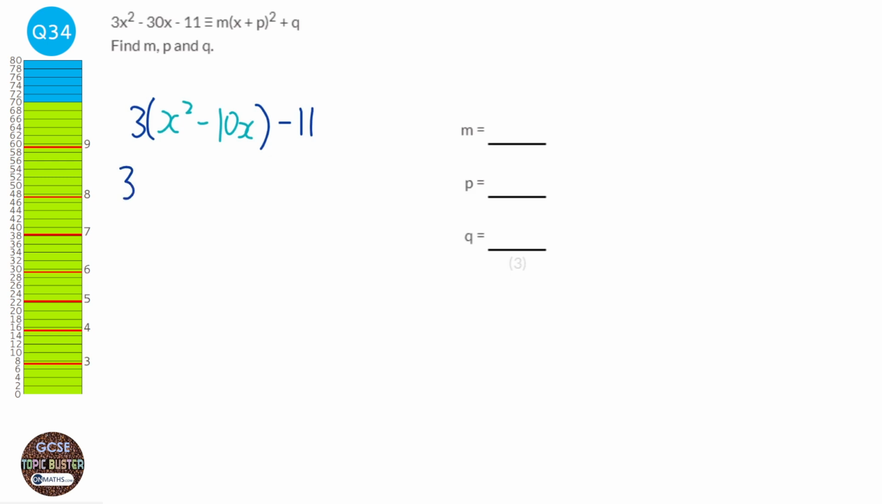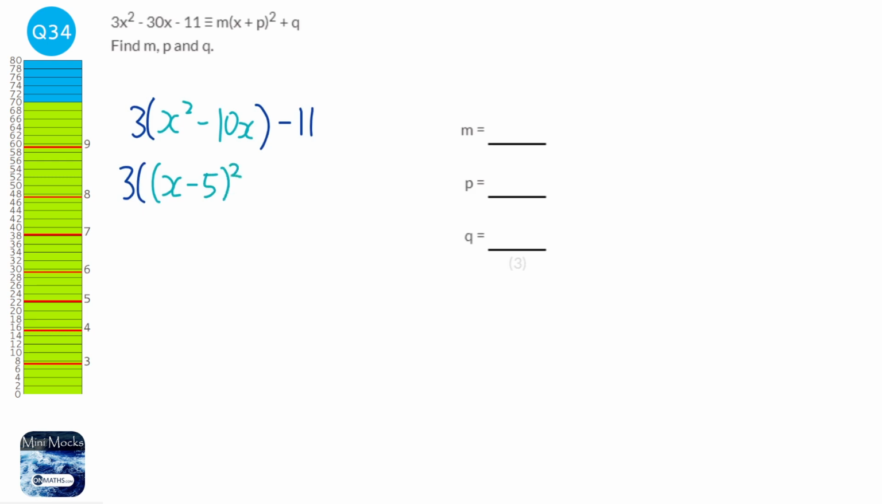So we're just going to copy in that 3 brackets. And how we do this is we create a bracket and we put the x at the start minus half of the coefficient of the x. So half of the 10 would be 5. Close bracket, squared.